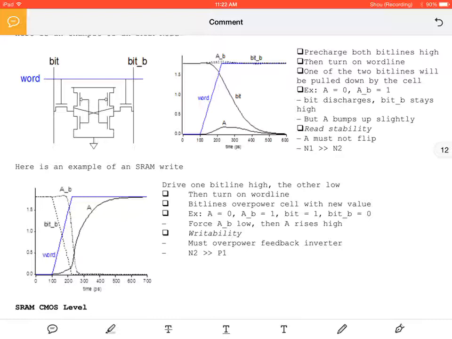Now this last little note, you have to overpower the feedback inverter. What that means is for a little while here, one of the reasons you have this delay between word and A is because there's still feedback going on between the inverters. So when you write, you actually have to not only write to them, but you have to change the value that's being looped back and forth, right? You have to physically overpower it. So there's some interesting transistor sizes.